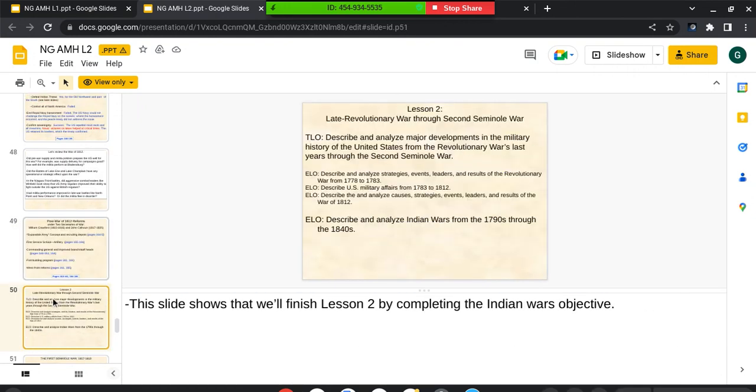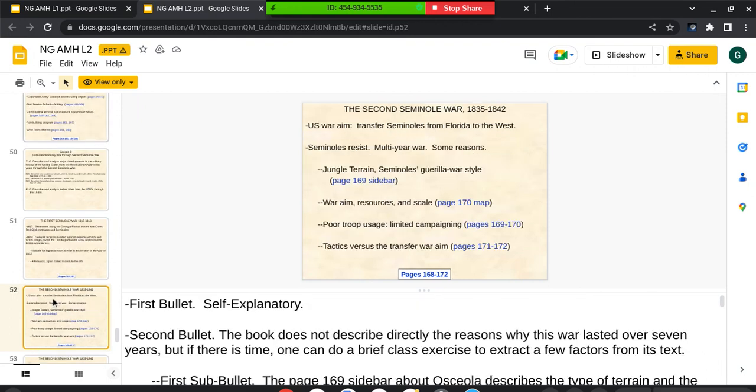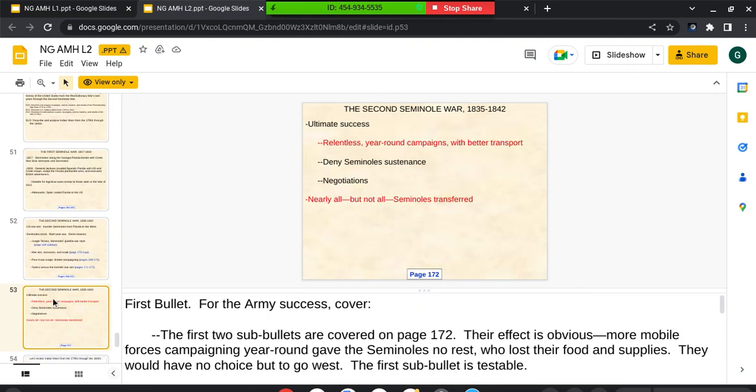Okay, moving on now to the end of Lesson 2 and the first quarter of American military history. The Second Seminole War was a war against Native Americans, and it was ultimately a success. It was a relentless year-round campaign with better transport. So here, the American military learned from their mistakes in the War of 1812, when there was a lot of logistical problems. They got better at transporting materials and people, which led to good victories with the Second Seminole War.